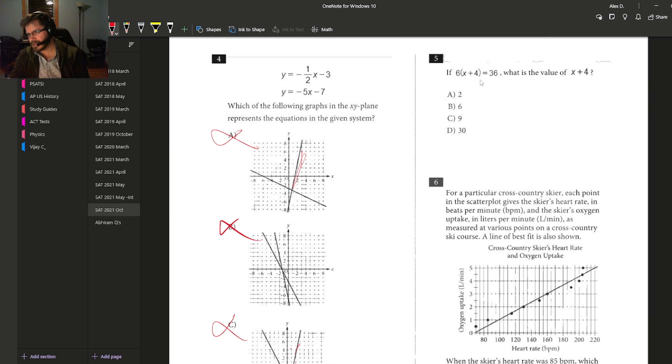Oh, that's easy. Just divide by 6. x plus 4 equals 6. This is a classic SAT move. Treat this like it's a variable, a. 6a equals 36. What is a? 6.